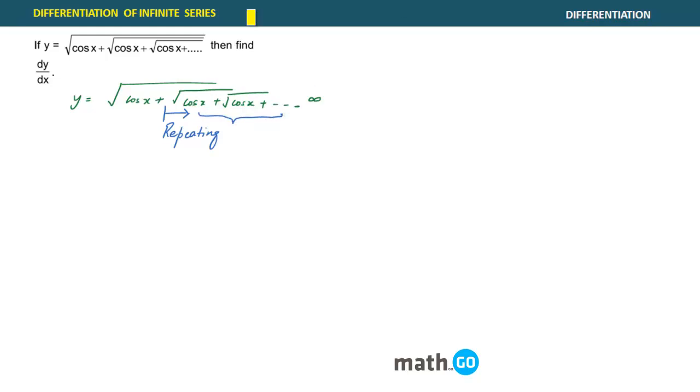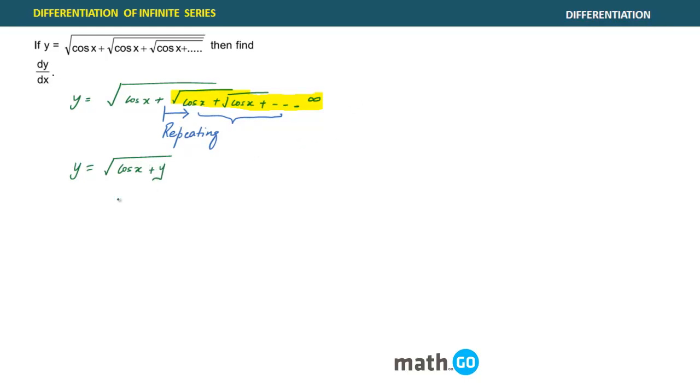Since it is an infinite series, if I had asked you, for example, you just remove this, for example you are not seeing this, so again what will you say this entire term is? Y, right? If you just leave this, you will still say this is y because this is an infinite series. So this question actually reduces to y is equal to under root of cos x plus y.